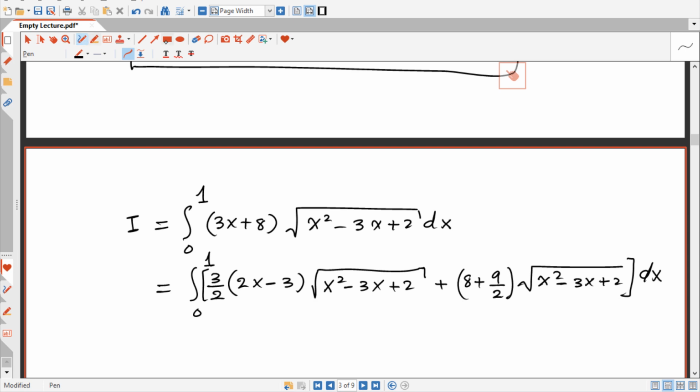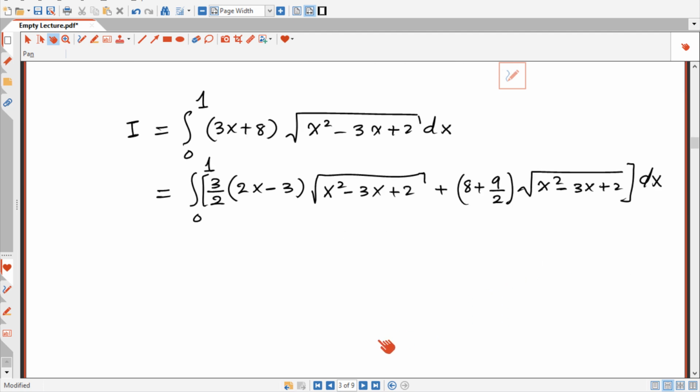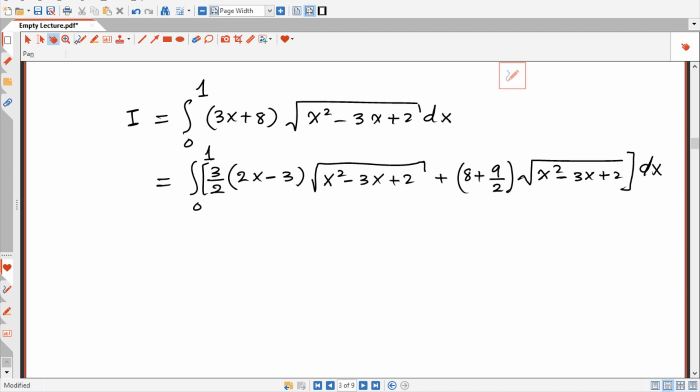Basically, the first integral is easy because we have this term here, and we have its derivative. We can use basically the chain rule to evaluate that. Here we have another integral which needs a little bit of work. So let's evaluate this first.